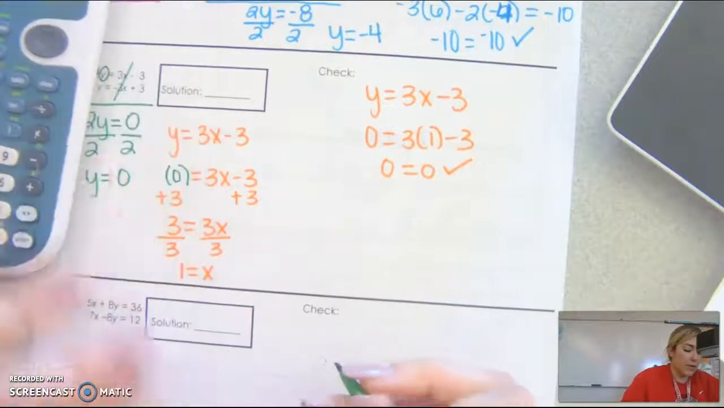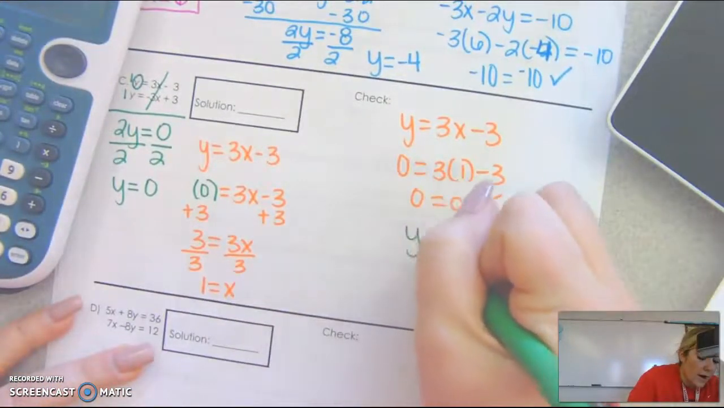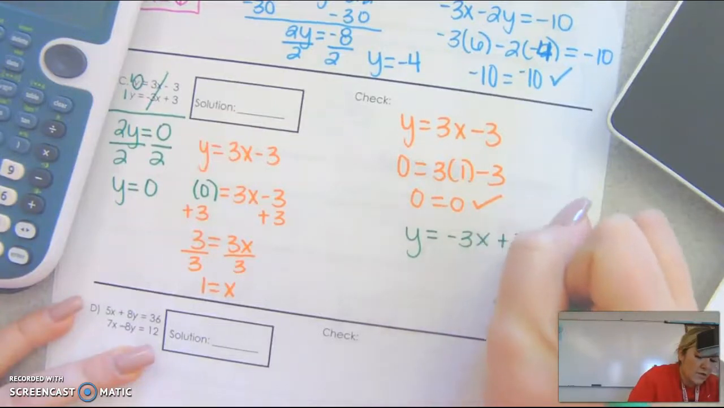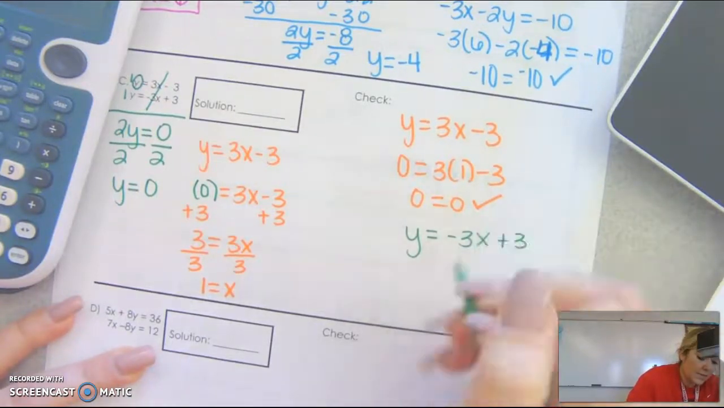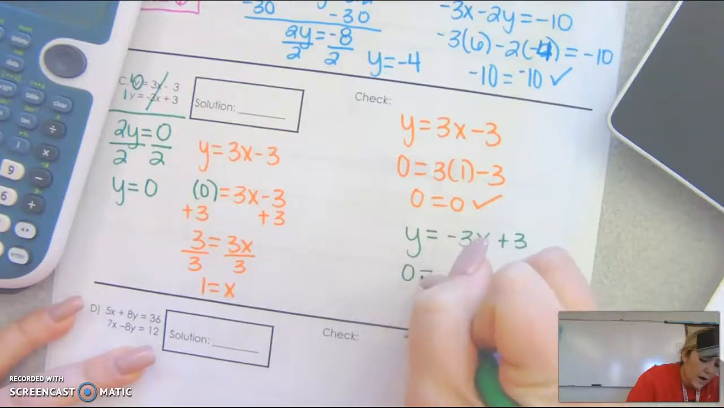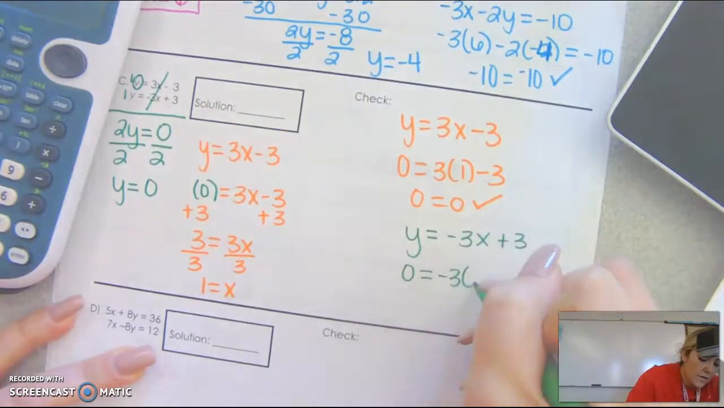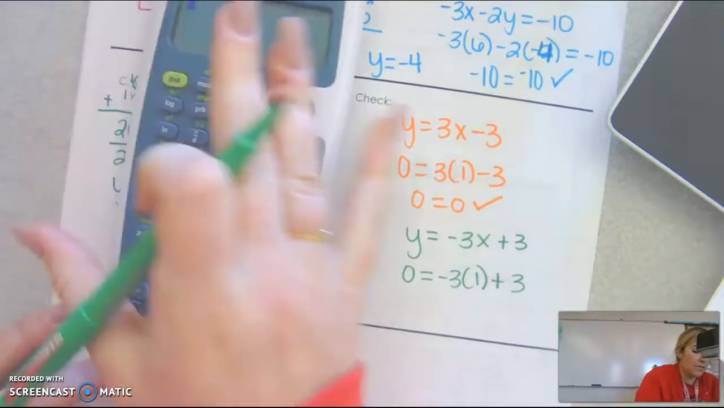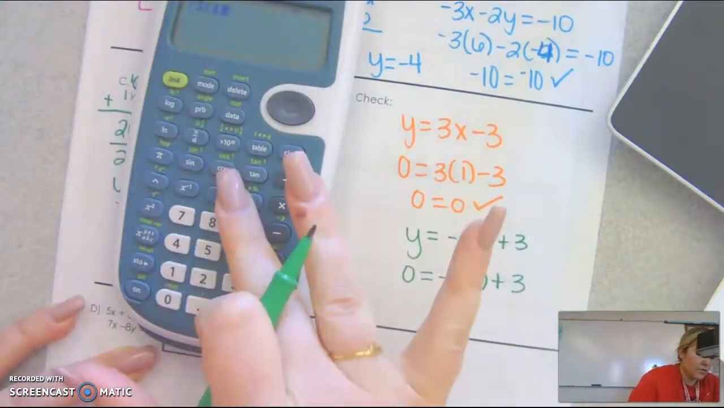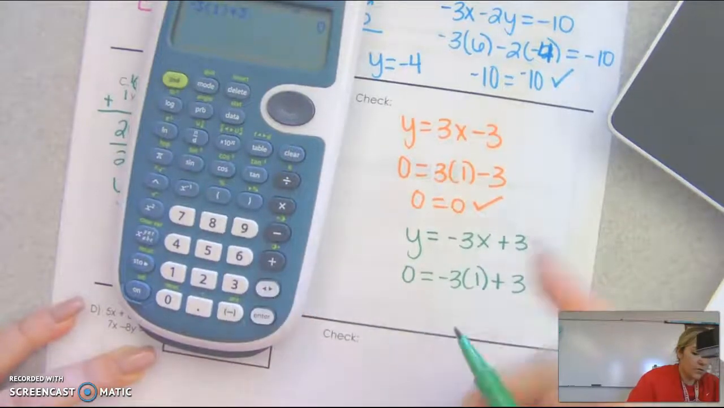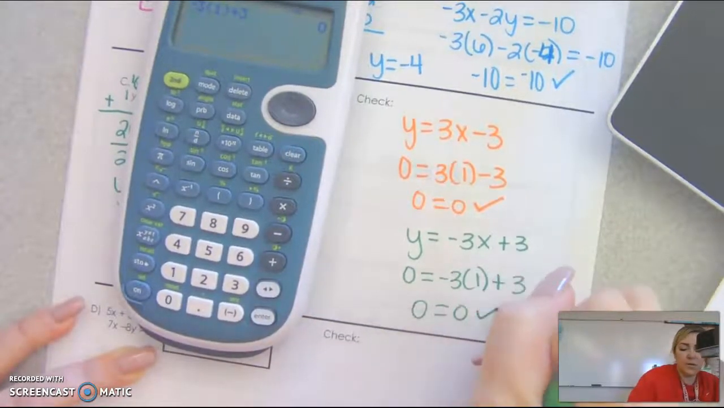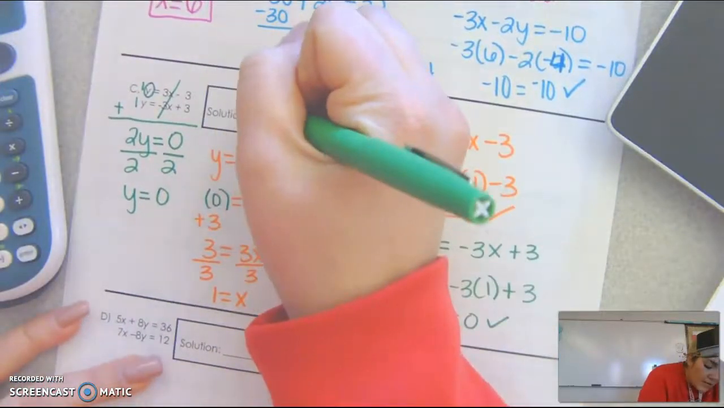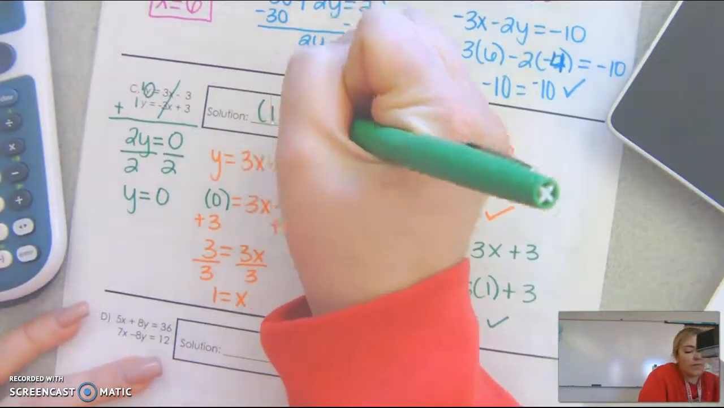Let's do the second equation, same thing. So I have y equals negative 3x plus 3. I'm replacing. So I have 0 for y, 1 for x, and typing it in. 0. 0 equals 0, so we are happy. My solution to this problem is 1, 0.